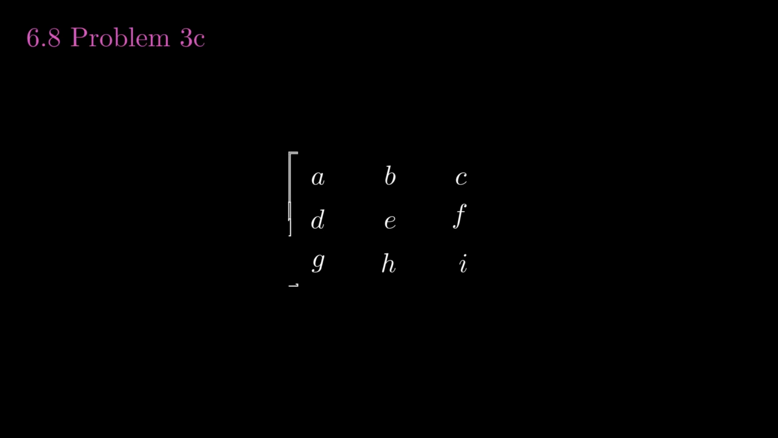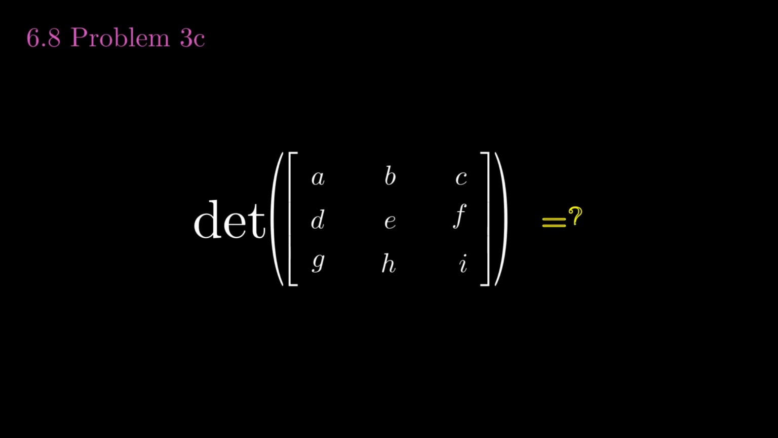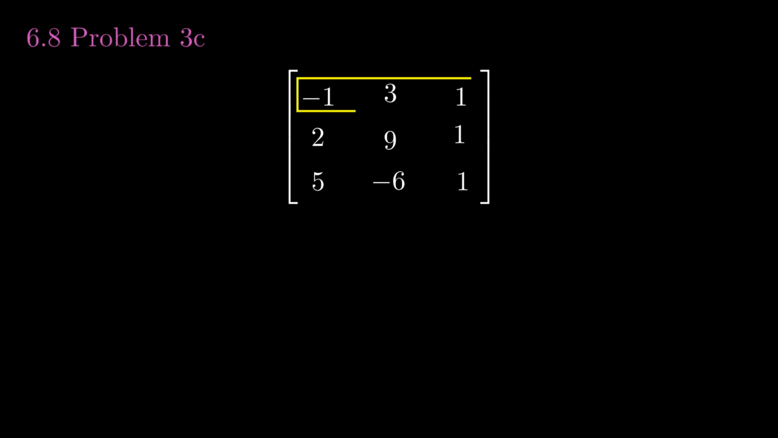But how do we actually get the determinant of a 3 by 3 matrix? Well, the standard way to do it would be to pick any one of the rows. It can be top, middle, or last. Or, on the other hand, you could pick any one of the columns, first, second, or third. In this case, I'll pick the first column.